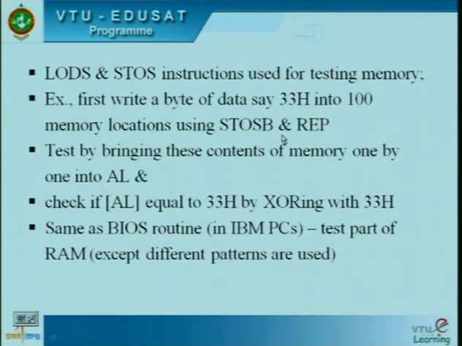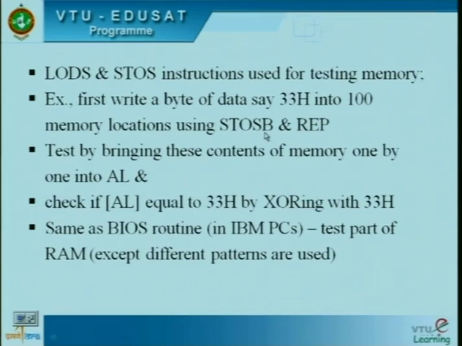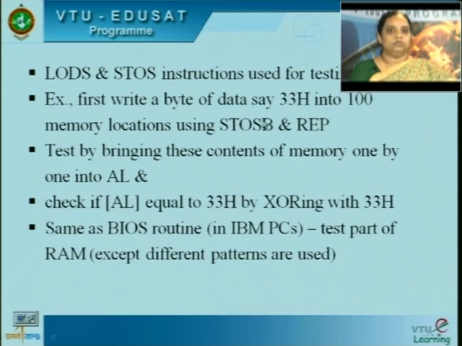You have copied 33H data into 100 memory locations, but we are not sure whether all locations will have 33H. So in that case, after writing 33H into all 100 memory locations, read all the 100 locations, that is, load from the memory again, and each time you load, check whether 33 is there. For checking, we can use XOR. We XOR with 33, and if XOR results in 0, since AL is 33 and you XOR with 33, it implies it has been correctly copied.